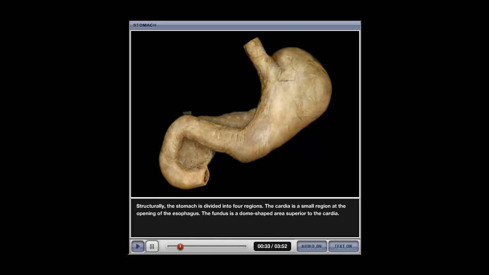Structurally, the stomach is divided into 4 regions. The cardia is a small region at the opening of the esophagus. The fundus is a dome-shaped area superior to the cardia. The body, the largest region, is located between the fundus and the pyloric part of the stomach. And the pyloric part is the narrow terminal portion between the fundus and the duodenum.